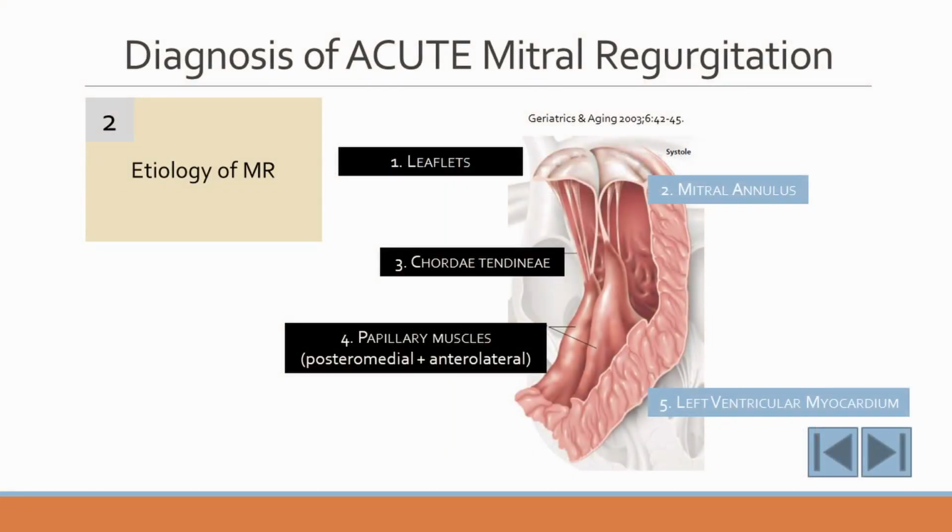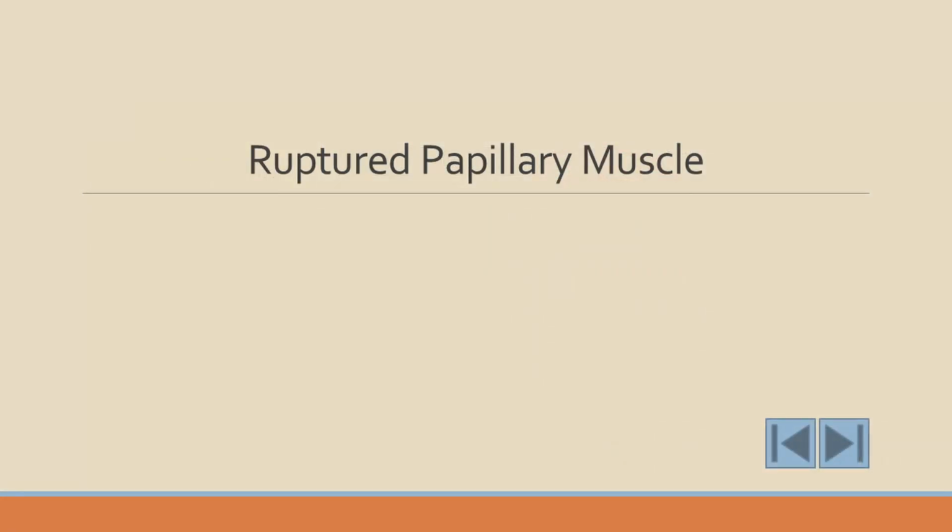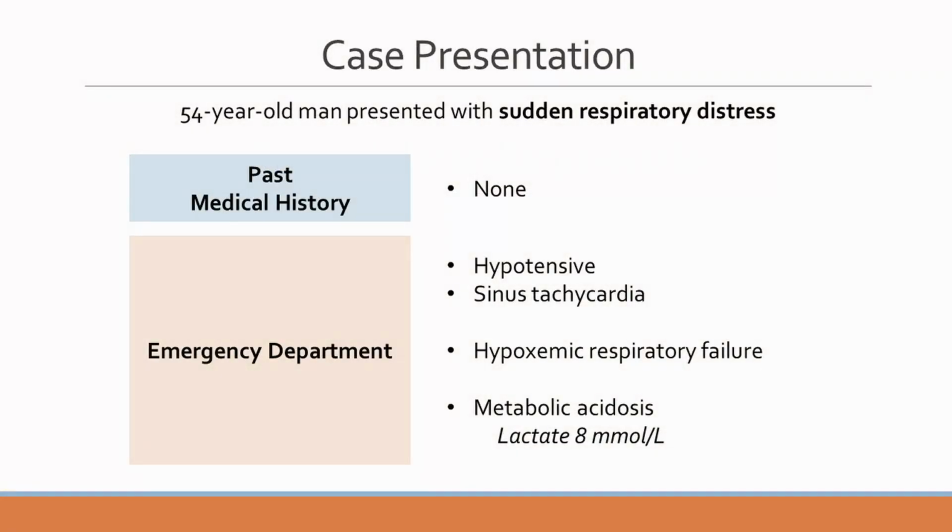Etiologies are multiple. Any part of the mitral apparatus can be responsible for acute mitral regurgitation, from endocarditis to blunt or sharp trauma. But one that I will discuss with you in three minutes is a ruptured papillary muscle. The patient is a 54-year-old with sudden respiratory distress. He has no prior medical history. We are in the midst of the COVID pandemic when this case occurs, and precious hours are lost chasing the COVID diagnosis. But when rapidly evaluated, he's hypotensive, tachycardic, with hypoxemic respiratory failure and metabolic acidosis.